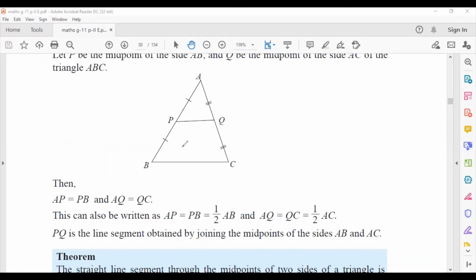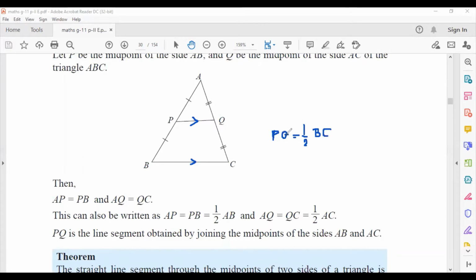According to this midpoint theorem, there is a relationship between these two sides, PQ and BC. PQ is parallel to BC. And there is another relationship between PQ and BC. What is that? PQ is equal to half of the length of BC. That's what this midpoint theorem says.